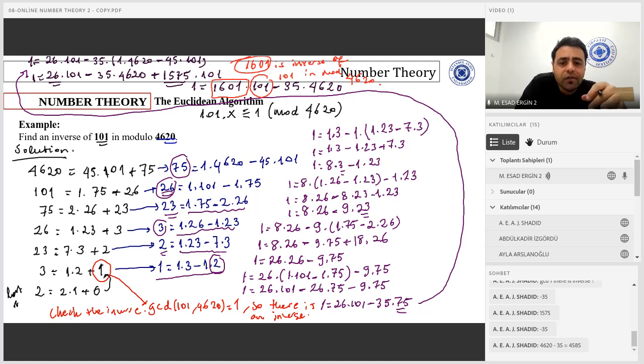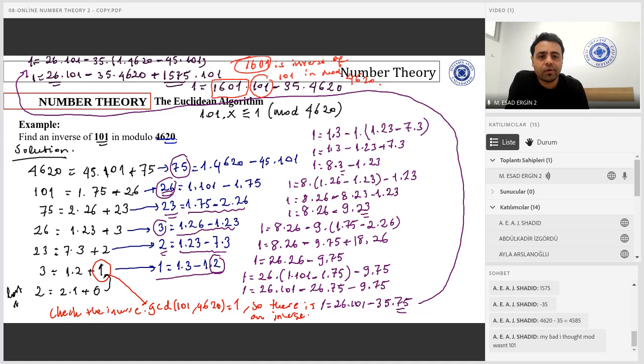It is minus 35 multiplied by 4620. It is not a minus. And 35 is a linear combination of, as you remember, just a couple of minutes ago, we have seen the minus 35, it is y. Actually, we have to add 4,620 in order to get the positive integer. And also x equals 1,601, which is our x.